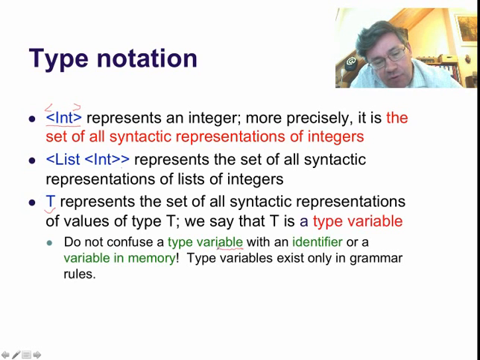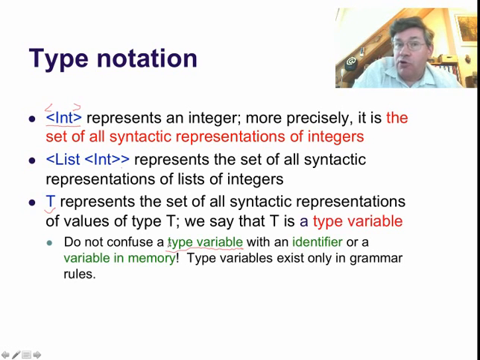So we now have three different kinds of things that could be confused: type variables, identifiers, and variables in memory. Three completely separate concepts that should not be confused. A type variable exists only in a grammar rule. An identifier exists in a program text, and a variable in memory exists conceptually in memory while the program executes.